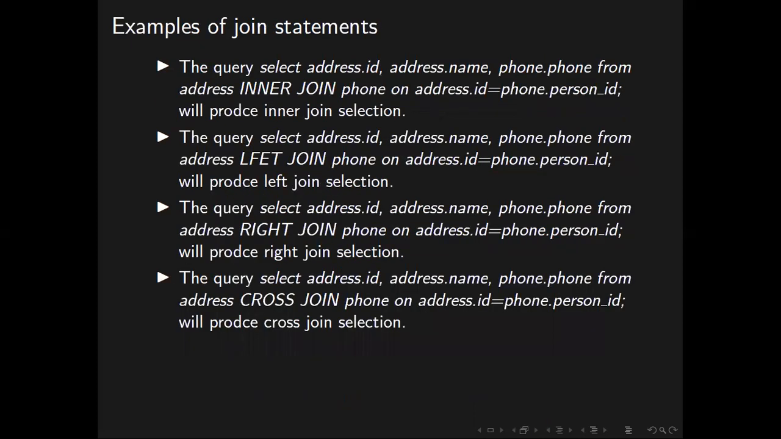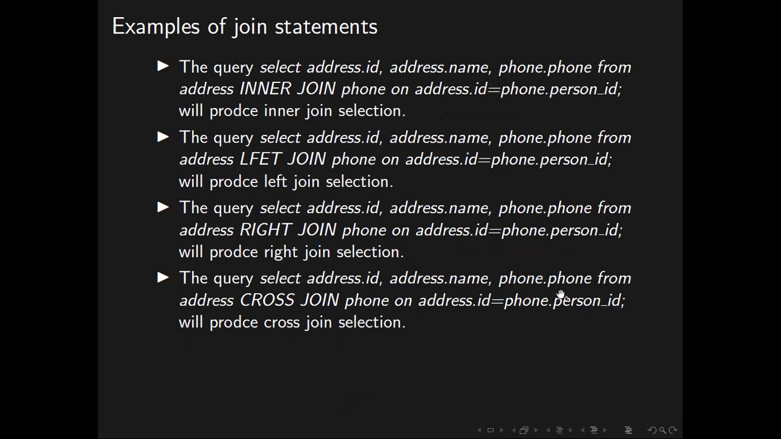Okay. Then there are some example queries, though we need not bother about all these things. We will specify inner join, left join, right join, and cross join as keywords. We may specify these joins. Query: select address ID, address dot name, phone dot phone. I told you two tables are combined. The left side table is address. The right side table is phone.